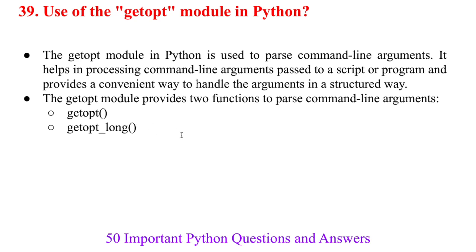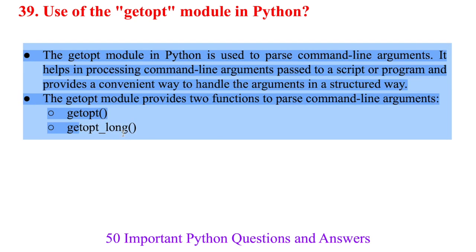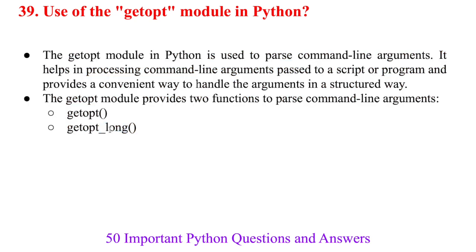And gnu_getopt or getopt long is similar to getopt but allows for longer, more descriptive option names as well as the short option names. Both functions return two values. The first is the list of option-value pairs and the second is the list of the remaining arguments that were not parsed as options.